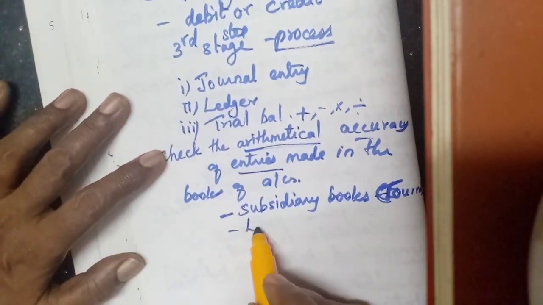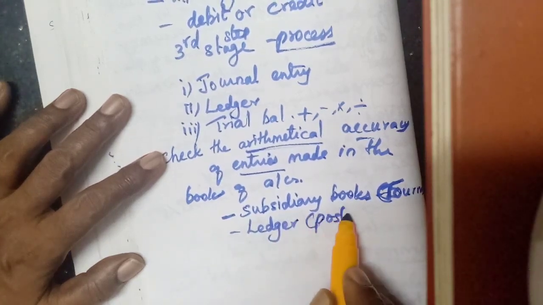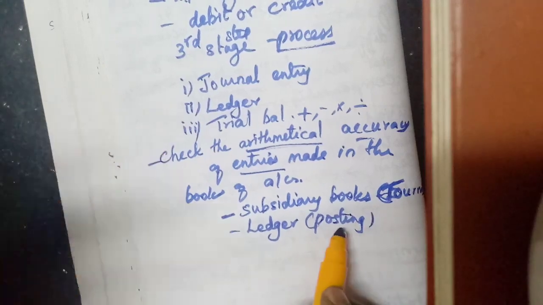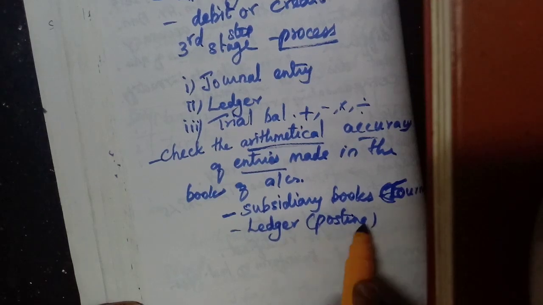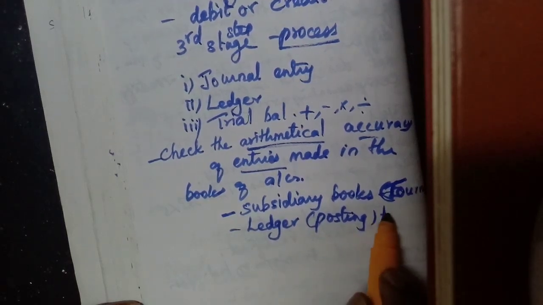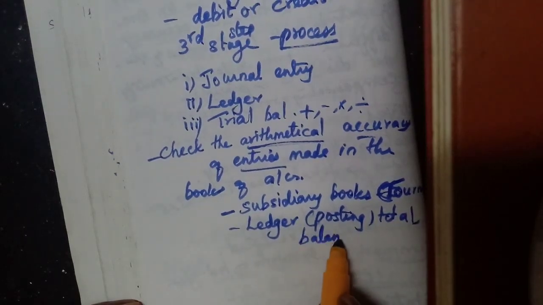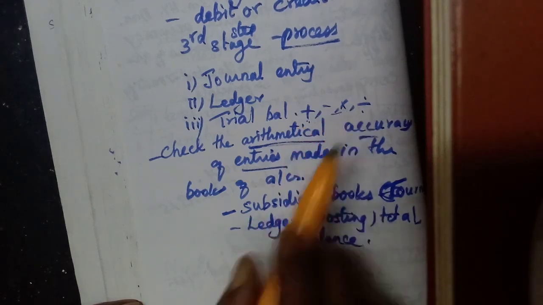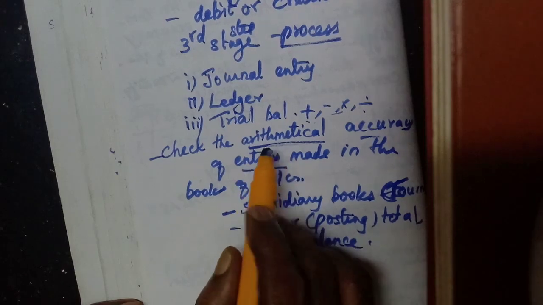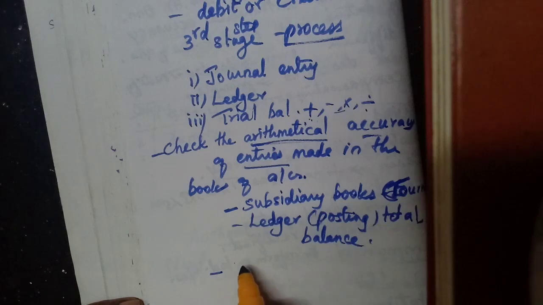Then we prepare the ledger account. We are posting in the ledger account. At the posting time also, we should post the correct amount, correct side, correct account, everything. Then we have to total the ledger account and balance it. All these are calculations, isn't it? Calculating interest, multiplication, division, everything is coming. So that will be checked. How is it checked? The debit amount and credit amount should tally.